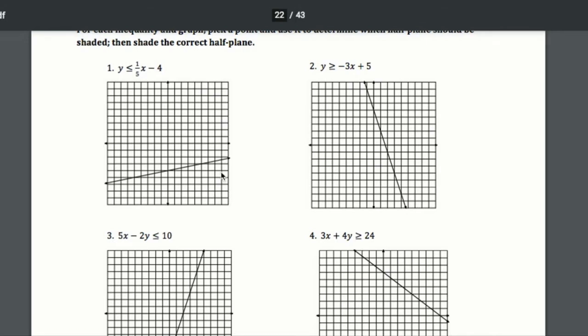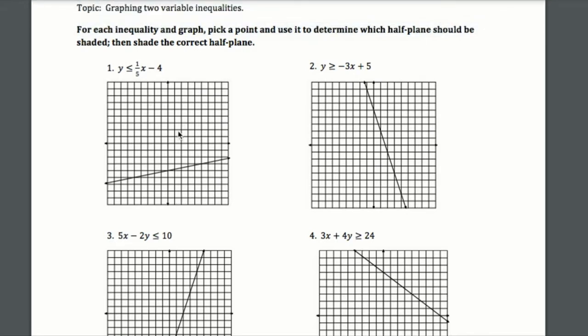I would then like you to pick a point that works. So for instance, the line is at 1/5 x minus 4. That means it crosses the y-axis at negative 4, and it goes over 5 and up 1 as the slope. I would like you to pick a point that works for this inequality. Since it is less than, I would shade below the line, so any point below the line would work. For instance, if I went to 2 on the x column, I could go down to negative 4. Anything that is below the line would work as a solution for this.